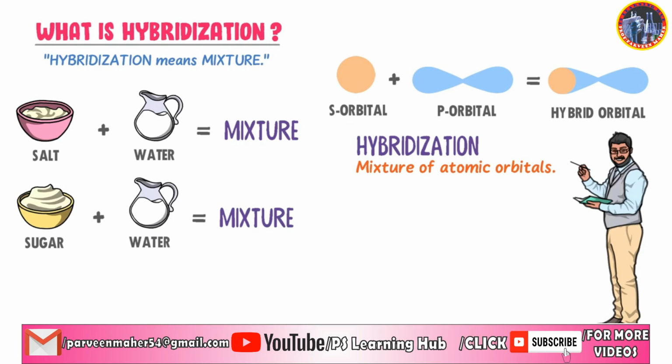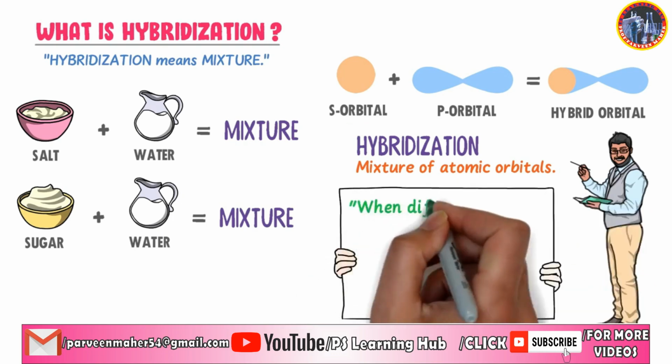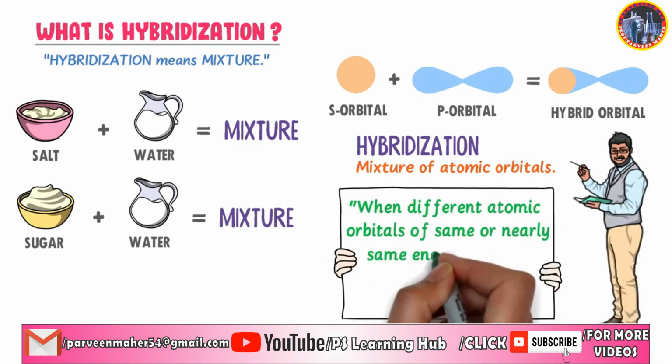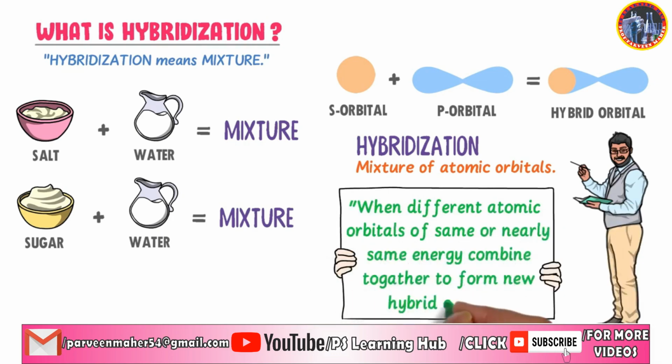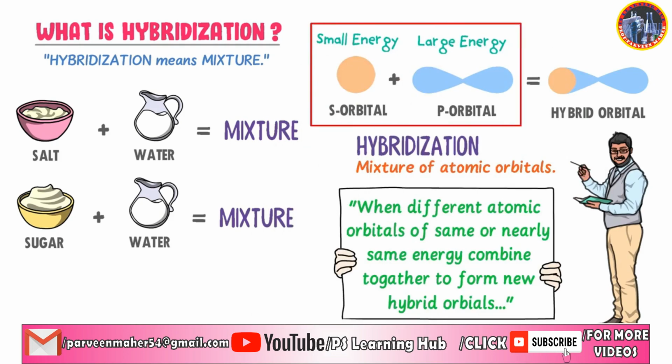Hence, we define hybridization as when different atomic orbitals of same or nearly same energy combine together to form new hybrid orbitals. For example, the energy of s orbital is smaller than p orbital, but nearly they have the same energy, so they combine together to form hybrid orbitals.